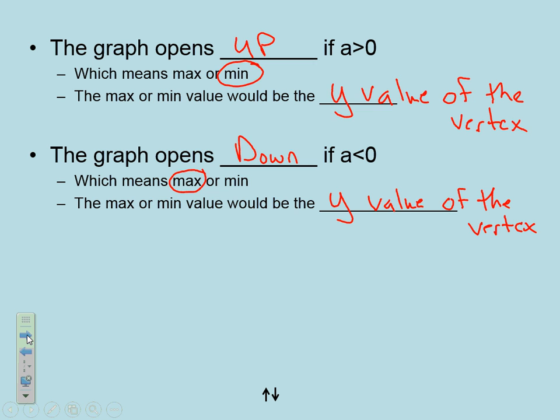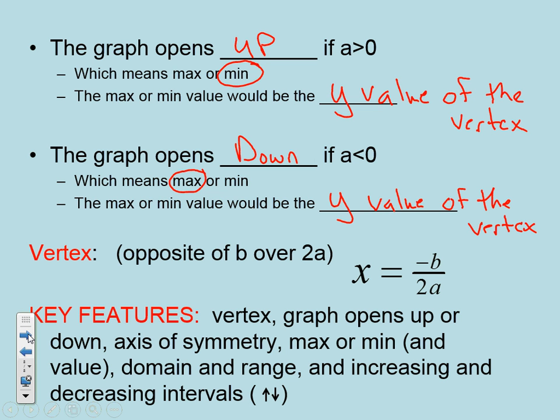Now, just as a reminder, ladies and gentlemen, the vertex x-value is the opposite of b over 2a. That's how we find it, and we plug it in to find our y value. And the key features: we have to have a vertex. We have to tell if the graph is opening up or down, the axis of symmetry, the max and min and the value, the domain and range, and the increasing and decreasing intervals.